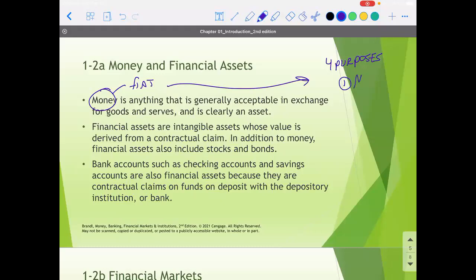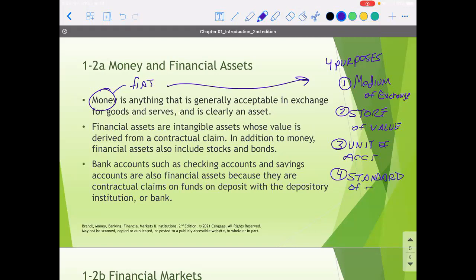So money in general serves four purposes. It's a medium of exchange, a store of value, a unit of account, and a standard of deferred payment. Anything is money that meets these conditions.